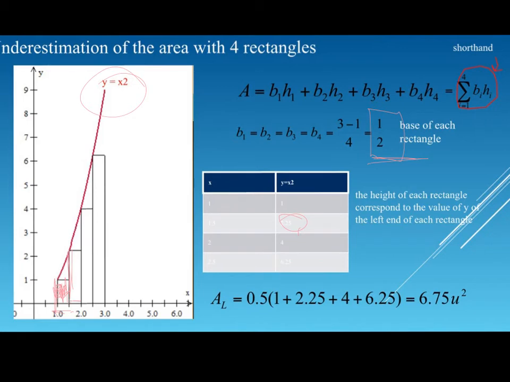And then the third rectangle is the substitution of 2 in the function, and 2 squared is 4. So 4 is the height of the third rectangle, and the base is also 1/2. And finally, for the height of the fourth rectangle, we substitute 2.5, and 2.5 squared is 6.25. So 6.25 will be the height of the fourth rectangle times 1/2, which is the base. When we add all these areas, the final estimation is 6.75 units squared.